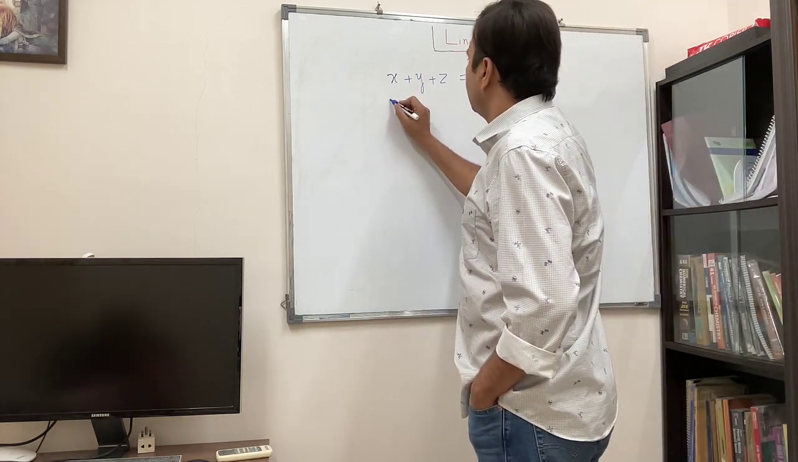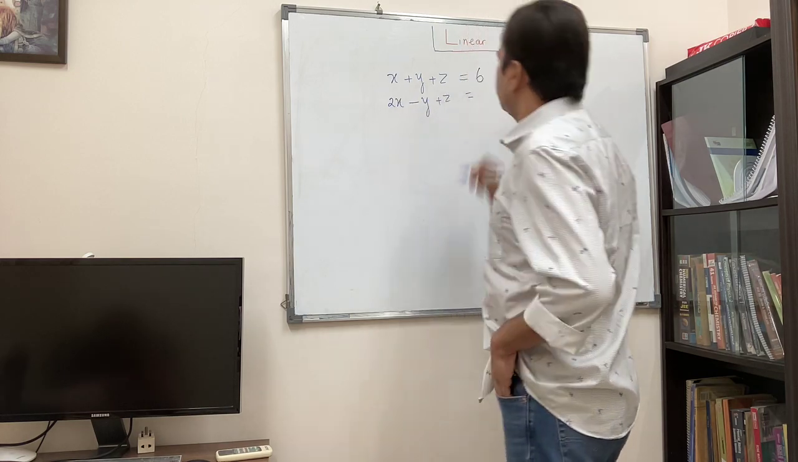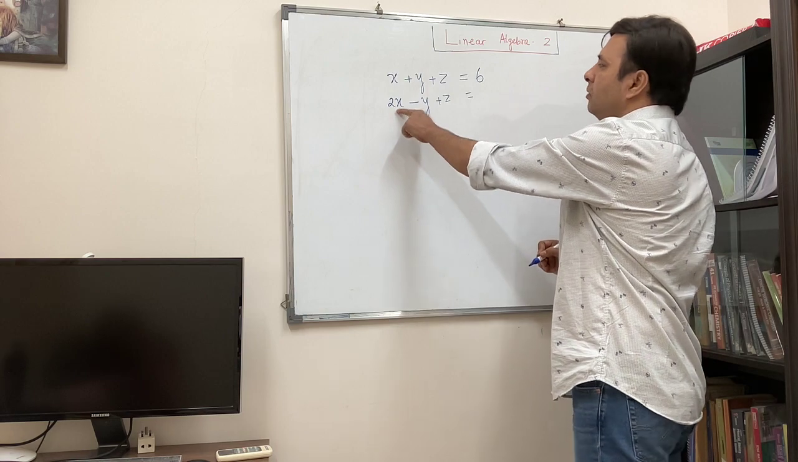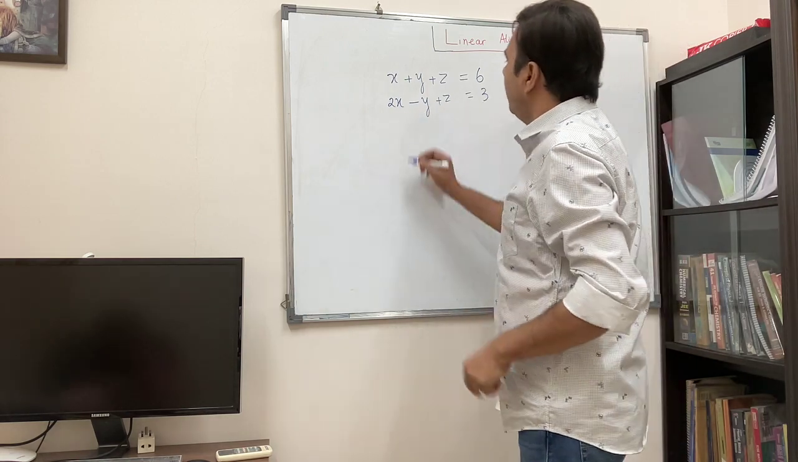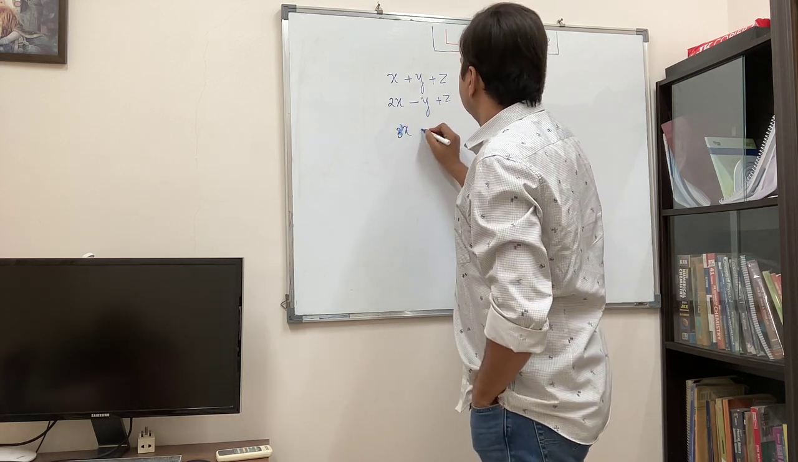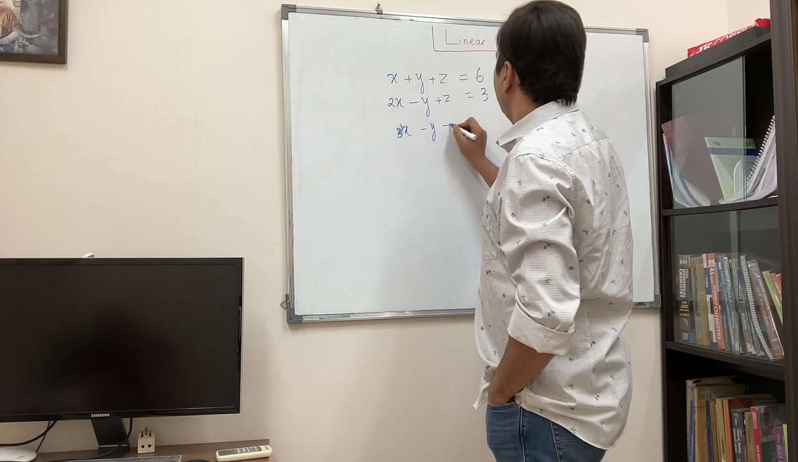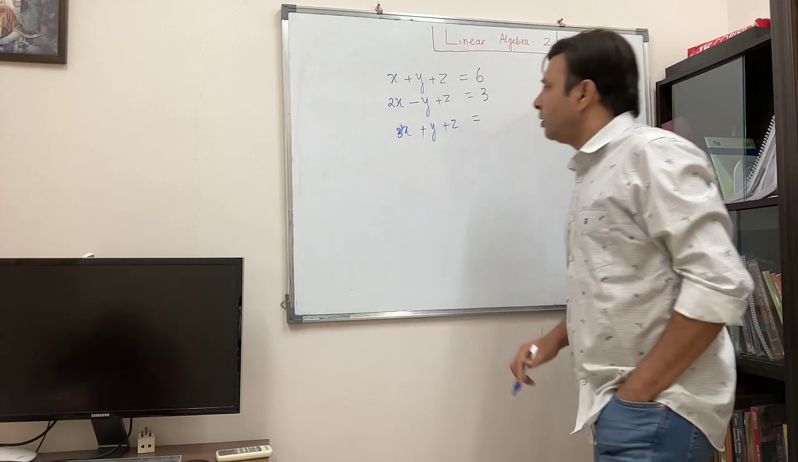I'm just adding something else: 2x minus y plus z. What will this be? 2x is equal to 2, y is equal to 2, so this will be 0, plus 3, so this should be equal to 3. And I'm just creating another one. Let's say 3x plus y plus z is equal to something.